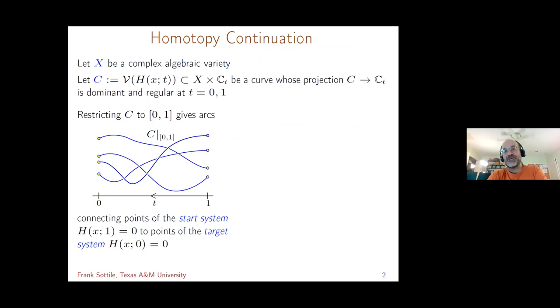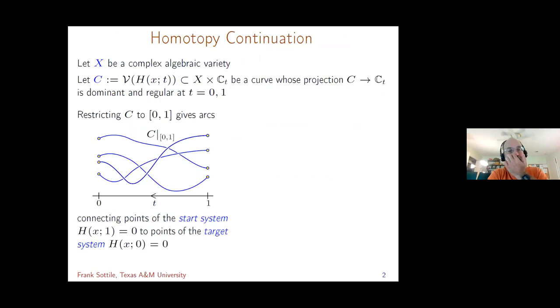So I have a complex algebraic variety. This will look a little different than you might be familiar with, because I'm looking at it geometrically. I have a complex variety, and I have some curve, defined by some polynomials or equations, that's contained in that variety across the complex numbers. And the projection of that curve to the complex numbers is dominant.